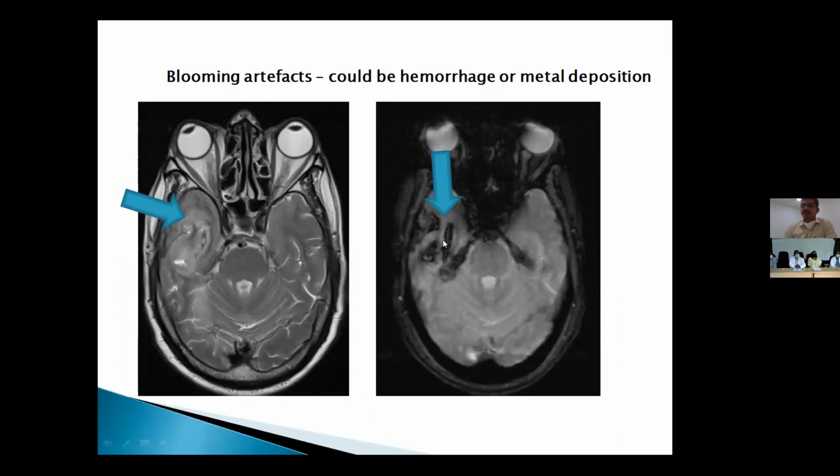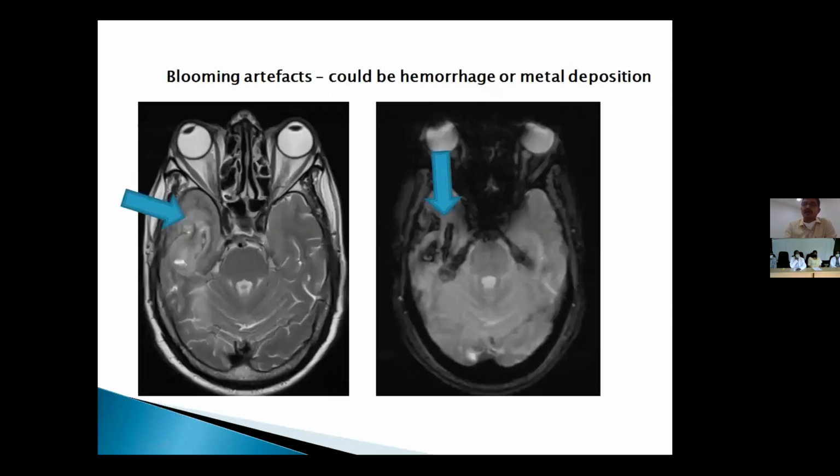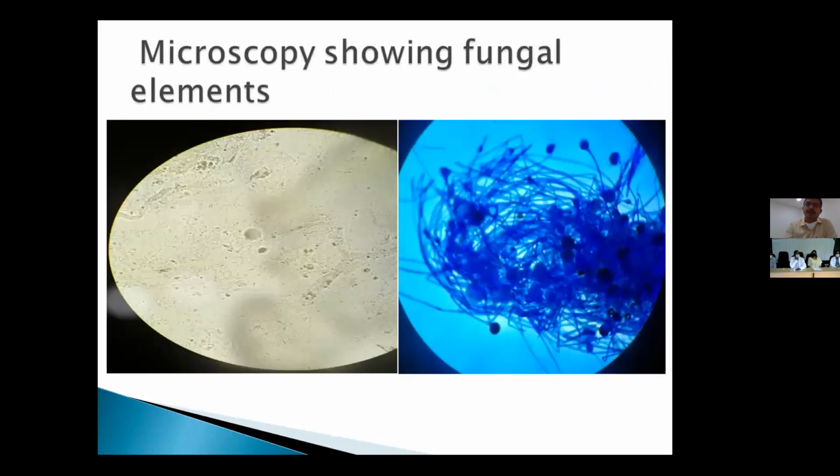So these findings, ill-defined T2 and FLAIR hyperintensity with diffusion restriction, pointed towards early cerebritis. So we thought of some form of early fungal cerebritis. We proceeded with the craniotomy and total excision of the lesion, and in microscopy, we found fungal elements, which are the septate hyphae seen here.